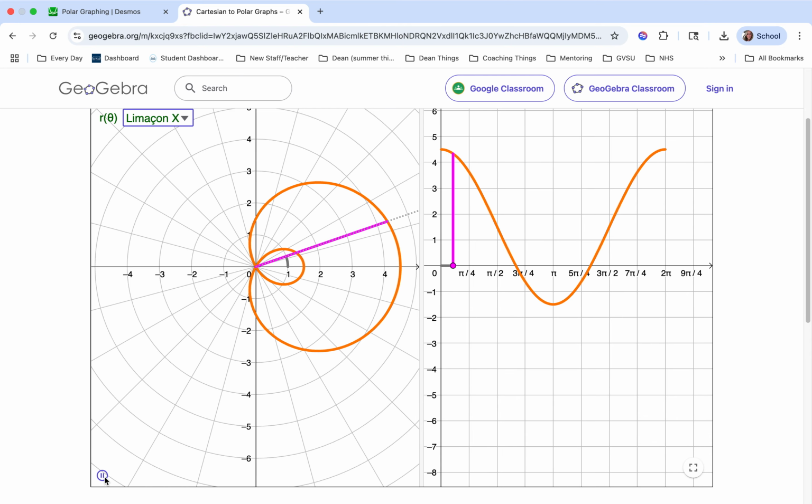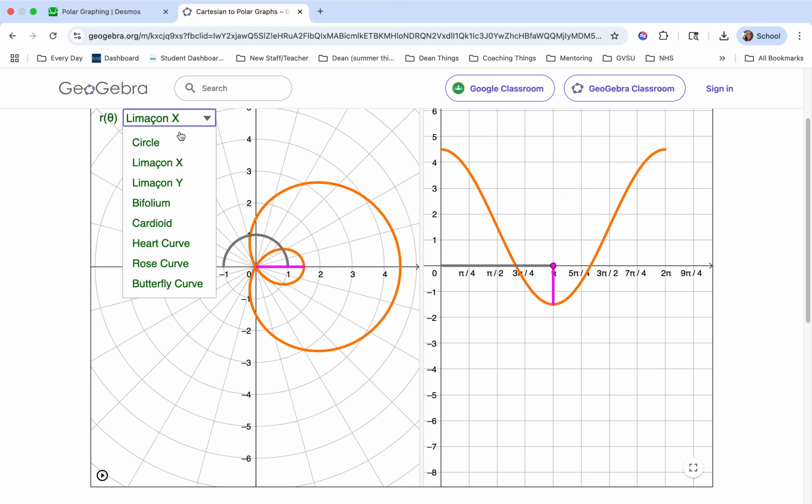And the reason that the inner loop is created, I'm going to pause it, is because when we're at pi on the graph on the right, we have a negative output. But we know on a polar graph, if our angle is pi, it is to the left, but a negative r value pushes it into the other side. And that's what's creating that inner loop.